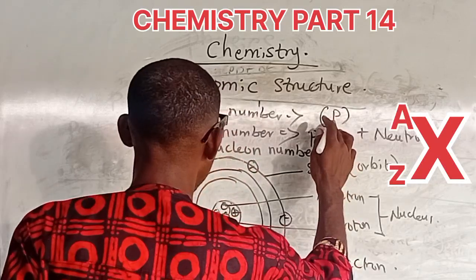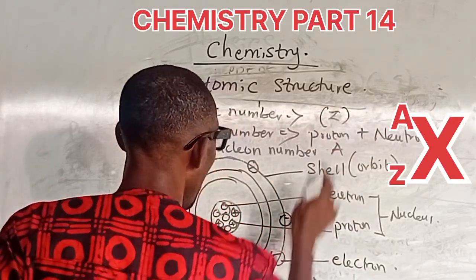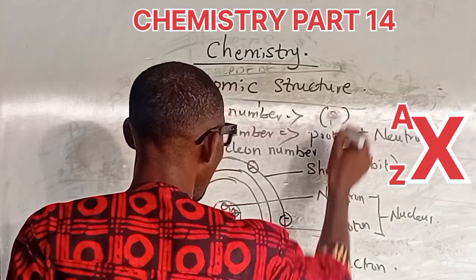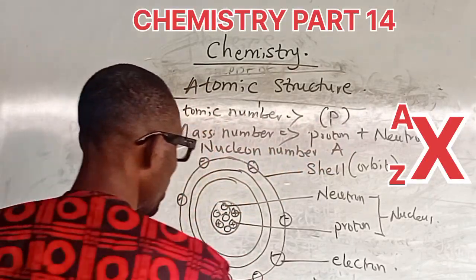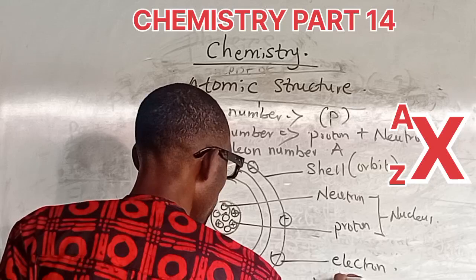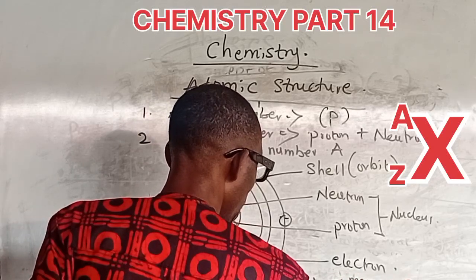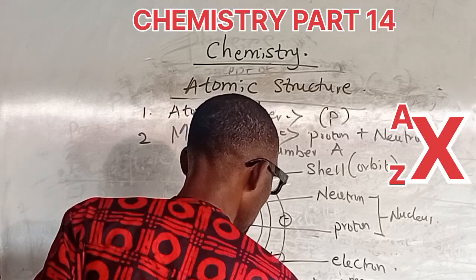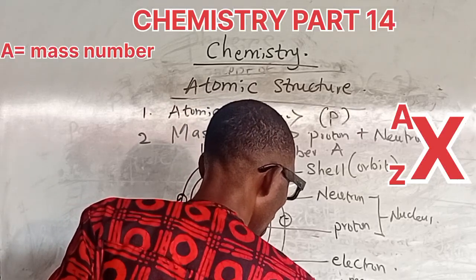Please, I put P here. Okay, the proton number, we can represent it as Z. The atomic number is basically the number of protons in the nucleus of an atom. So it is A over Z, where A represents the mass number and Z represents the atomic number.